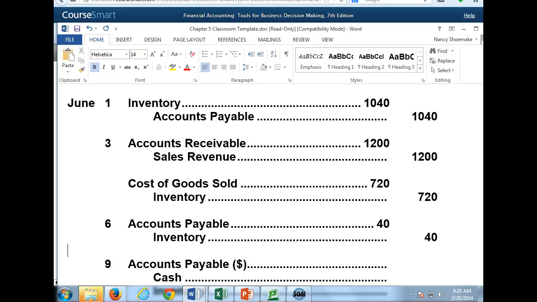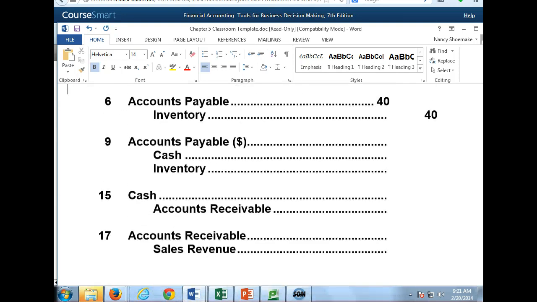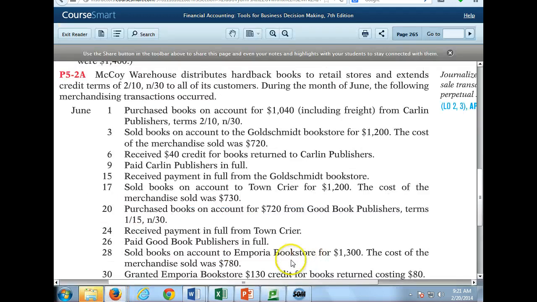and we'll credit our inventory to reduce it. Remember, accounts payable has a normal balance of a credit balance because it's a liability. But when we reduce a liability, we debit it. Inventory is an asset. It has a normal balance that's a debit balance. But when we reduce inventory, we credit it. Don't we? Moving on.